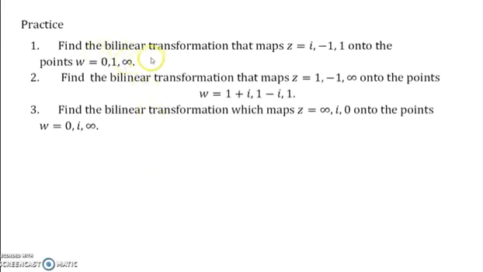Next, we have some practice problems under this category. Find the bilinear transformation that maps z equal to the given points onto w equal to 0, 1, infinity. Here w3 is infinity, so in this problem we need to eliminate w3. The second problem is where z3 is infinity. The third problem is where z1 as well as w3 is infinity. So we need to make some alternate arrangements in the left hand side as well as the right hand side. These problems are for your practice.